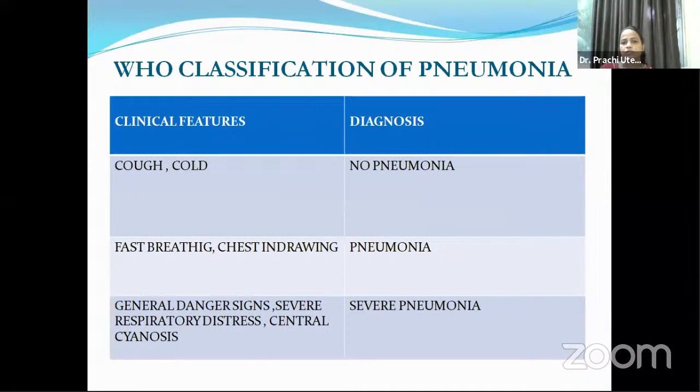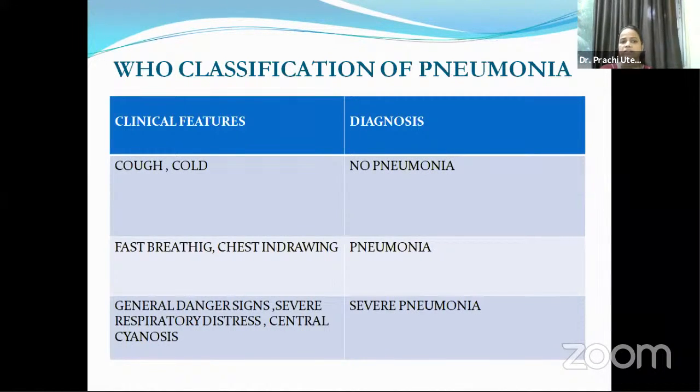So the WHO classification of pneumonia has been given: no pneumonia, pneumonia, and severe pneumonia, 3 categories. Initially, the differentiation was different, this is the latest one. The old one had fast breathing and chest indrawing coming in severe pneumonia. Now they have put it in pneumonia.